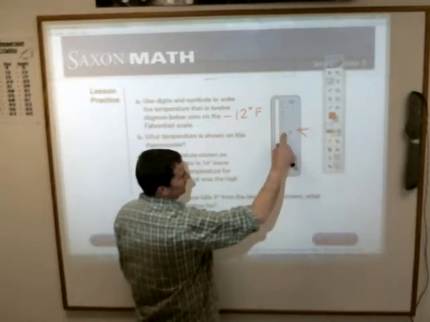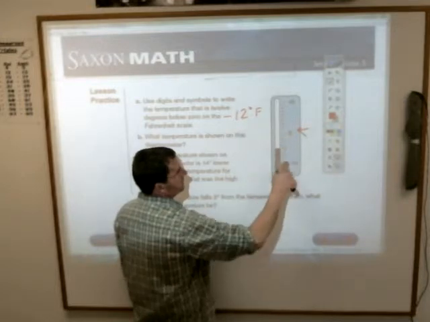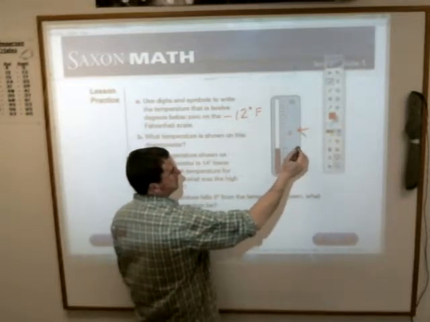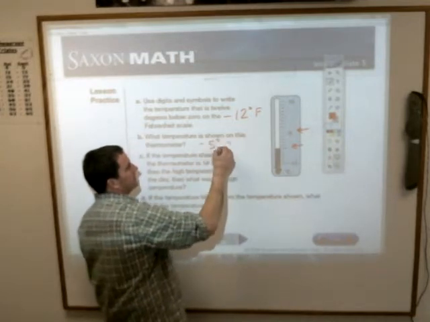1, 2, is there 10? Is there 10 marks between 0 and 10? 1, 2, 3, 4, 5, yep. So what does this mark stand for, Peter? -5 degrees. Correct, -5 degrees Celsius.